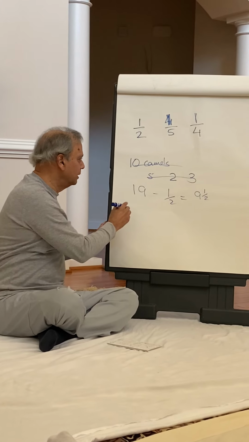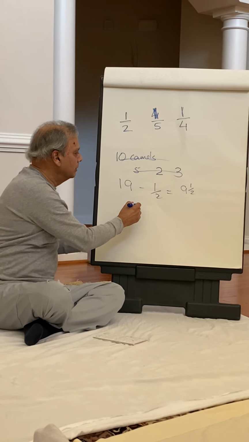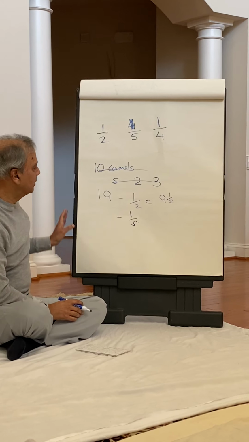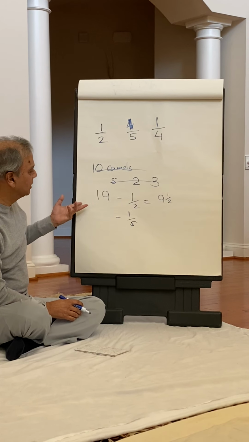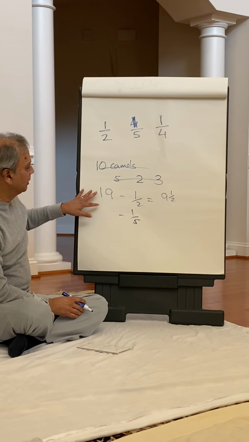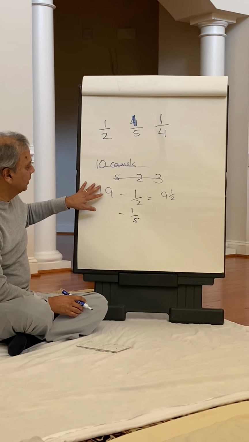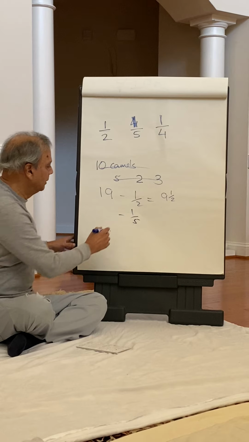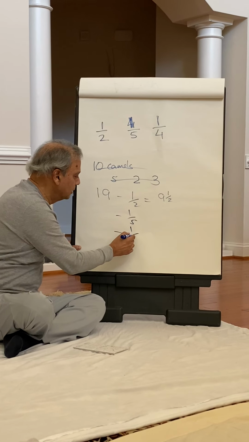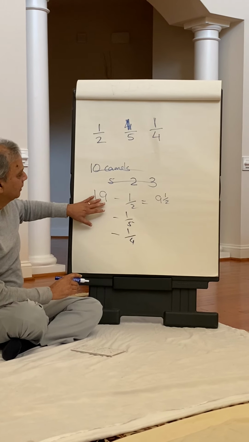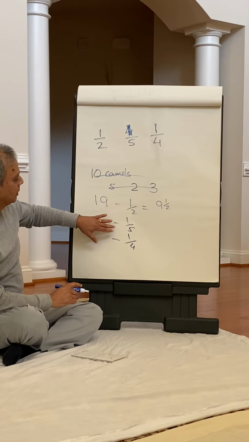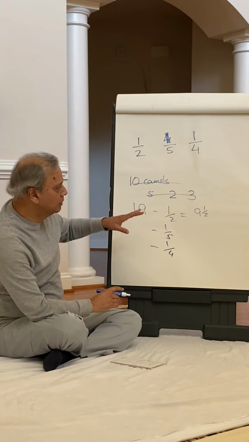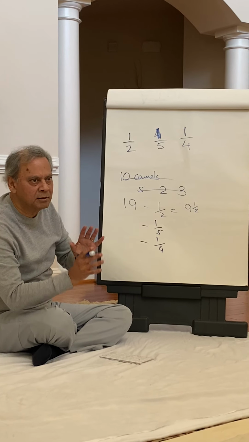And the second one, he said, you get 1/5. So how do you get 1/5 of 19? It will be 3 and something. Right? No, that doesn't work. 1/4 does not work either. 1/4 will be about 4 and something. You cannot cut camels to distribute.